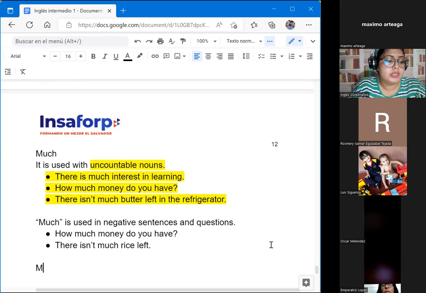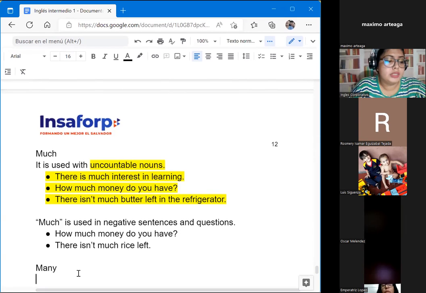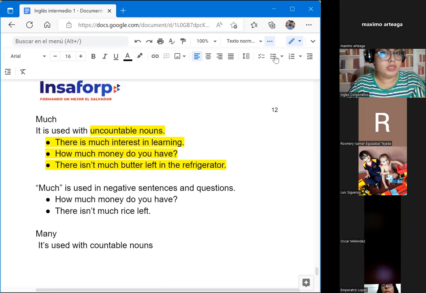Then we have many. That is the other expression that we have. Many. And it says that many is used with countable nouns. Much is for uncountable nouns, and many is for countable nouns. And we have some examples of this. How many people came to the party?